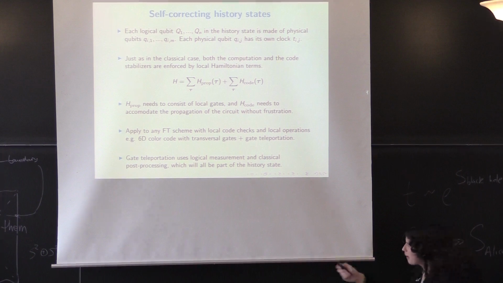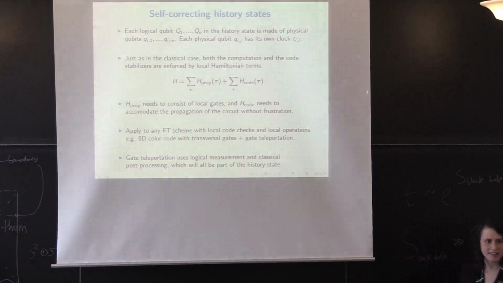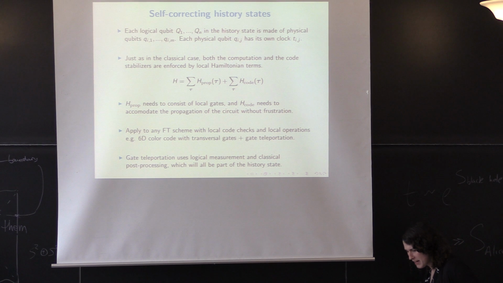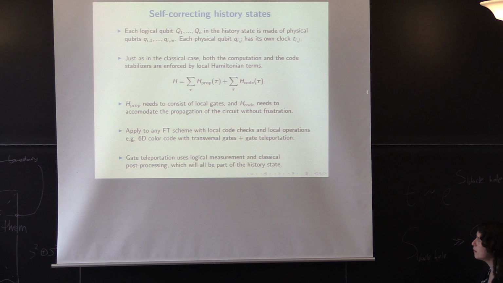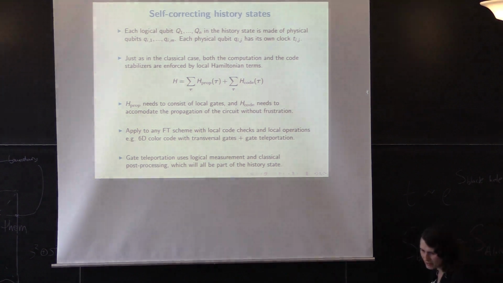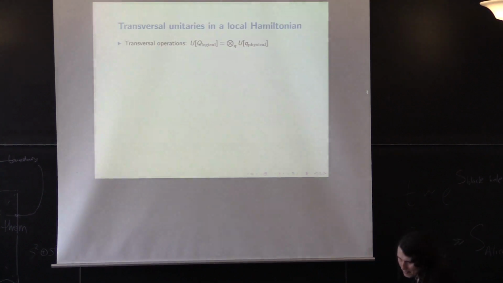And okay, so this part about gate teleportation using logical measurement and classical post-processing, that all has to be part of the history state. And so the Eastin-Knill theorem that says that there's no universal set of transversal gates is really the thing that's forcing us to include classical post-processing in the history state itself. And that classical post-processing is of polynomial depth, but that's all going to be okay.